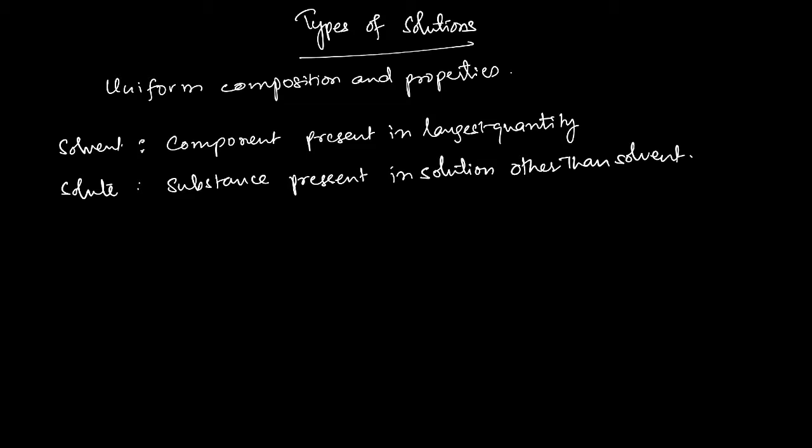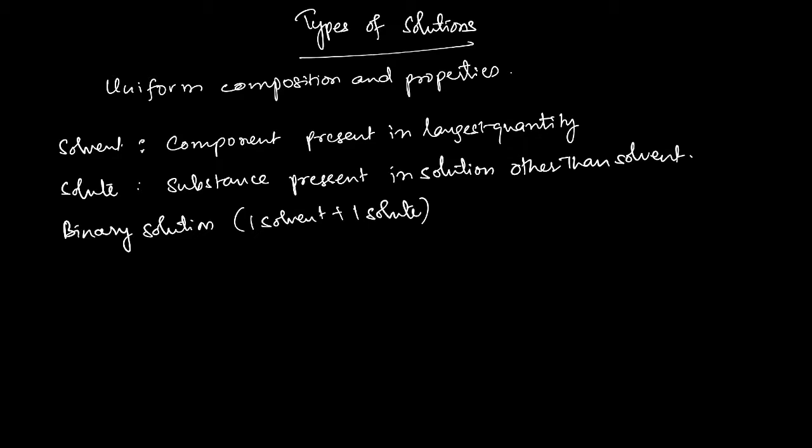So in general, when we study for competitive exam, we study binary solution. In binary solution, there is one solvent and only one solute. So binary solution is a solution which contains only two components, out of which one has to be solvent, so the other one will be solute. Now this solvent and solute can be of any phase. So they can be gas, they can be liquid, or they can be solid.